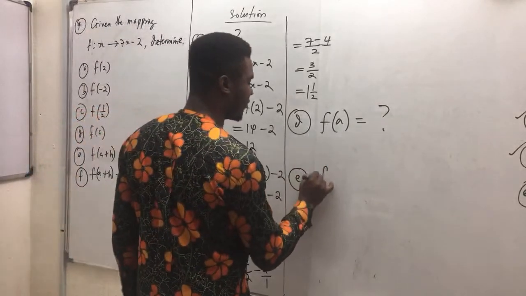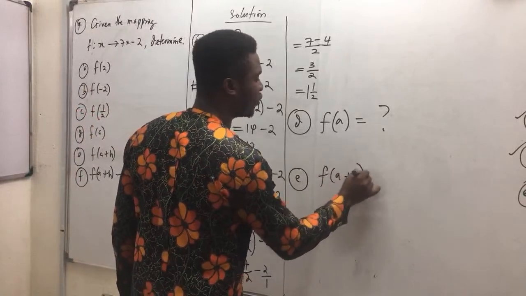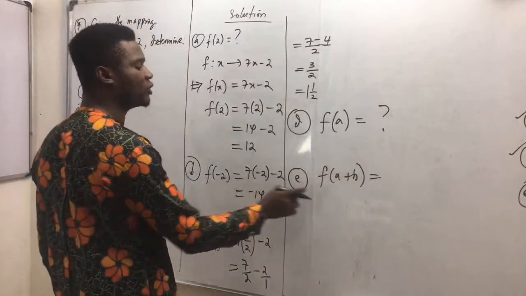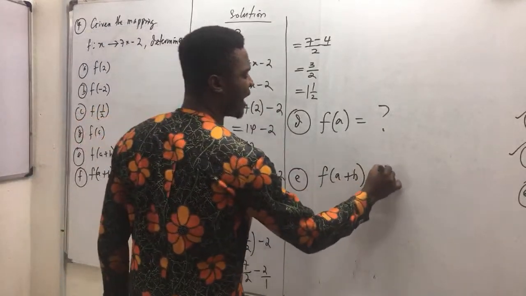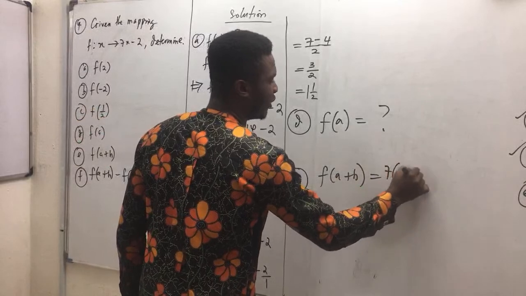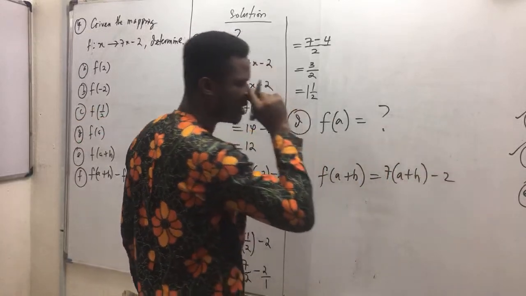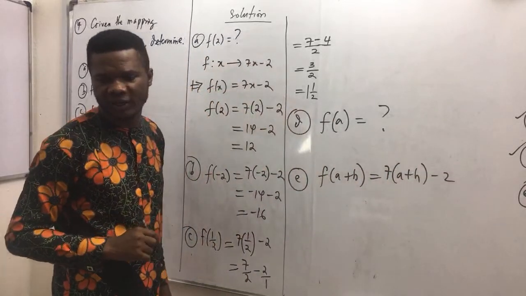The question demands that we find f of A plus h. So f of A plus h will be me putting A plus h in place of x in the function. Wherever I find x, I'm going to put A plus h. So that will be 7 in bracket A plus h minus 2.